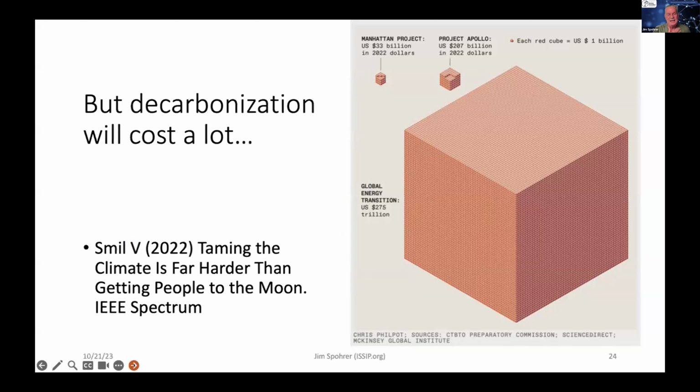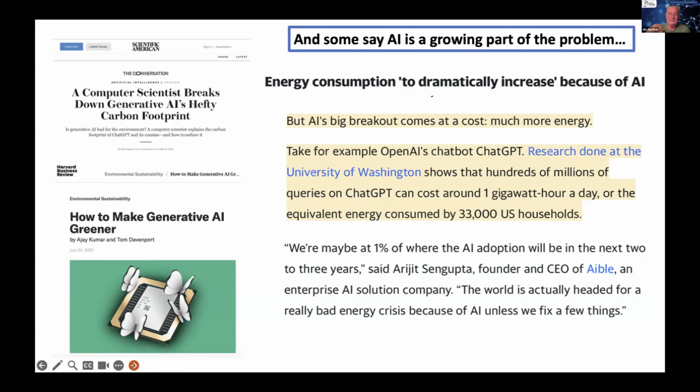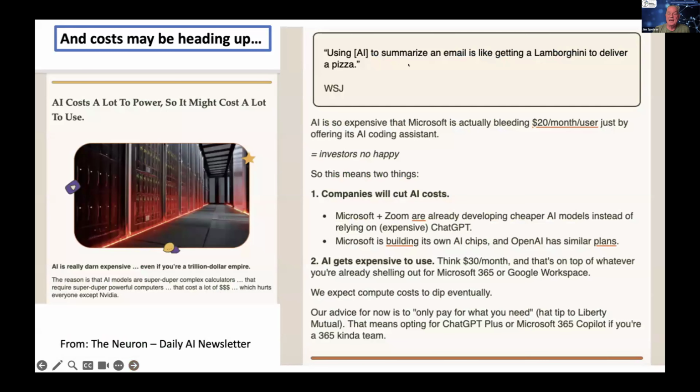So that's great. But decarbonization of our energy system is going to be needed, and that's a huge investment that's required. And a lot of these things are huge investments. Again, a lot of computer scientists are breaking down generative AI's hefty carbon footprint. And you're starting to see lots of articles about how, as more people are using generative AI and bigger systems, and the vendors are competing for us to use their tools and not the competitors', we're using lots and lots of energy. We've got to figure out a solution to this energy problem, or I'm not going to be as comfortable using AI as I might otherwise be. I love this quote: "Using AI to summarize an email is like getting a Lamborghini to deliver a pizza." We really have to do something with energy.